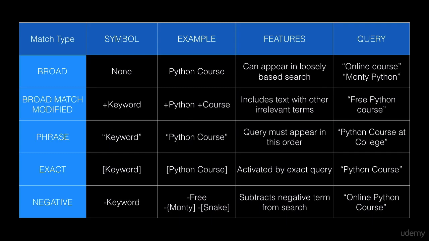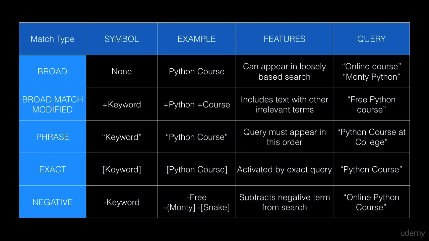So let's move down to exact match. This is the highest level of control that you can take with keywords and gives Google the least amount of control. So exact match will only show search queries done with the exact wording and order with no words before or after. So my ad will only come up if somebody searches Python course. It's activated by the exact query.